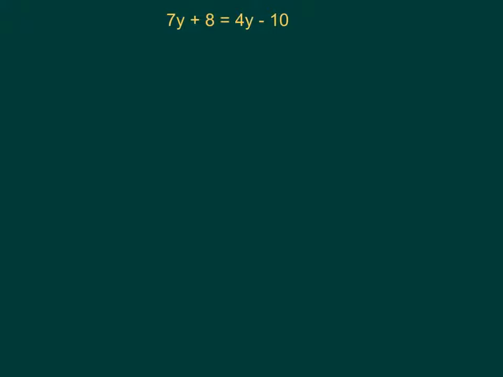Here's a different type of example where we actually have multiple things on each side. So what we typically do in this situation is you would subtract the lower number that contains the variable. So we have a 7y and a 4y. 4 is less than 7, so it's easier to subtract 4 from 7 than it is to subtract 7 from 4, because then you get negative numbers.